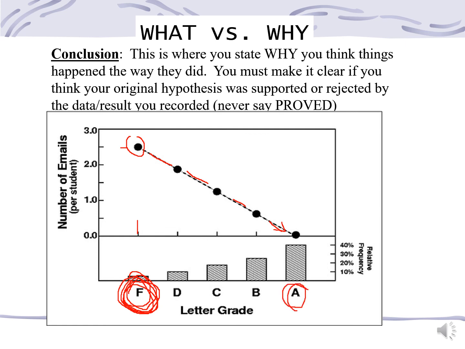Whereas the students who have A's at the far other end of this, they're getting almost no emails because they don't need any type of communication. They're doing fine as they are. So that's a conclusion based upon this data.